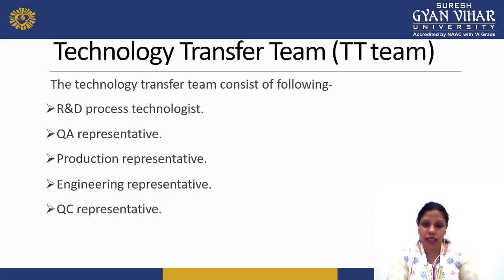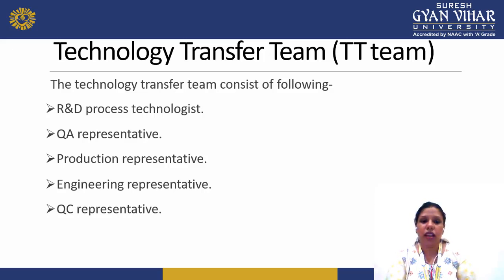Second is the QA representative. The quality assurance representative is the next person who should be in the technology transfer team. This is the representative who checks the quality of the process or the product during the technology transfer. So we can say the quality assurance representative assures the quality of the product through the process. Okay, next is the production representative.